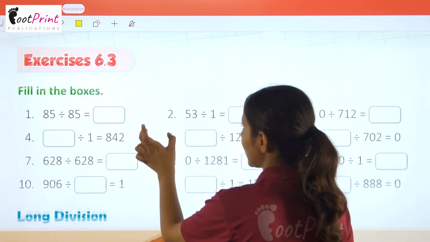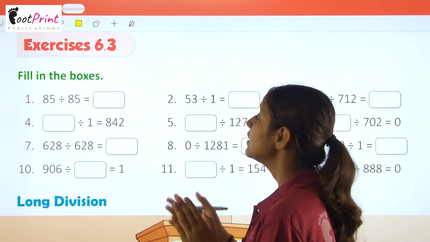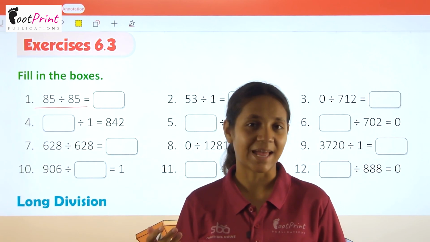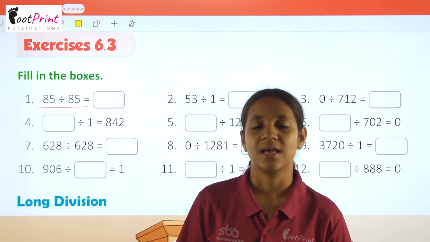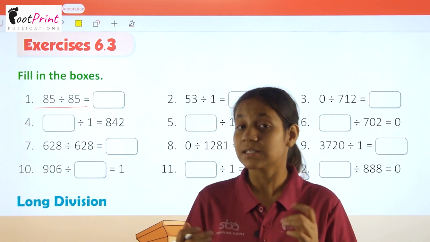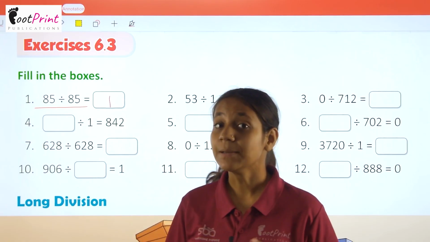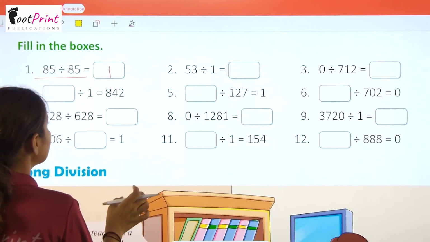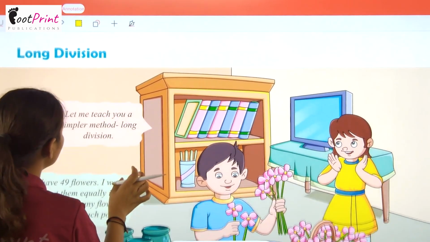So now we have exercise 6.3. Fill in the boxes. 85 divided by 85. That means the total stock was 85 and there were 85 groups as well. Now it will be equally distributed, so every child or every group will get only 1. This is what our property says. That's why this property is a very important concept. Now the rest of this question you have to do by yourself.